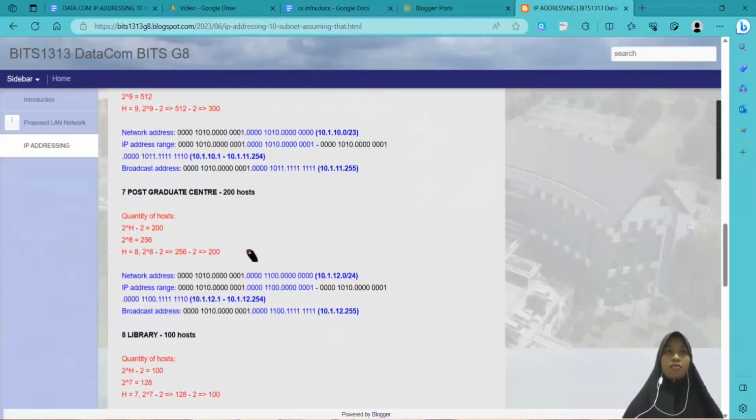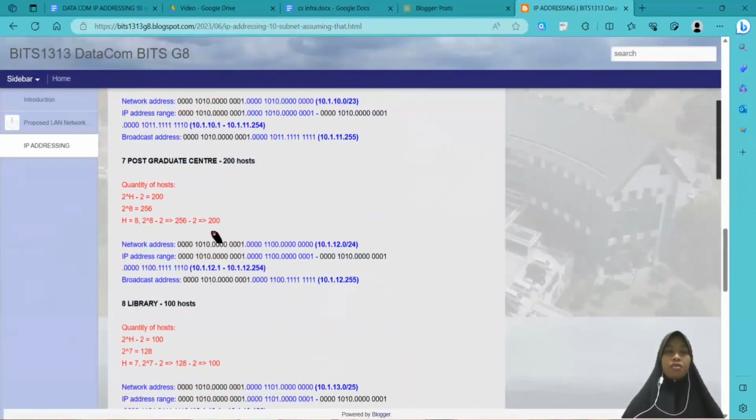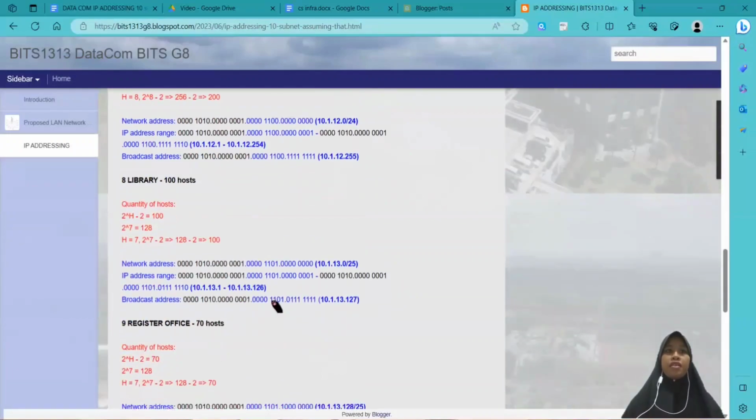And for the postgraduate center, 200 hosts. The bits borrowed is 8 because we only need 200. So 8 bits borrowed provides 256 addresses. The network address is 10.1.12.0 and the IP address range is from 10.1.12.1 until 10.1.12.254 and the broadcast address is 10.1.12.255. Next is library with 100 hosts and the bits borrowed is 7.